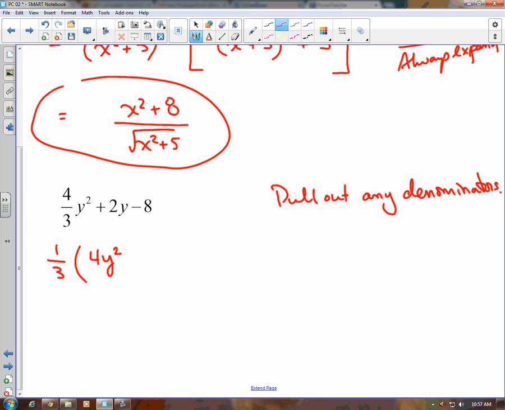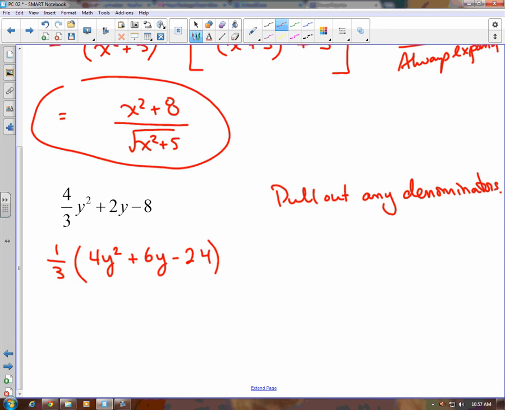So the first one is just going to give us the 4y squared. But now the second one is not 2y. It's actually going to be 6y, because 2 divided by 1/3 is the same as 2 times 3/1, so that's 6y. That way, when we distribute it back through, we get what we started with. And then same thing, 8 divided by 1/3 is going to be 24.